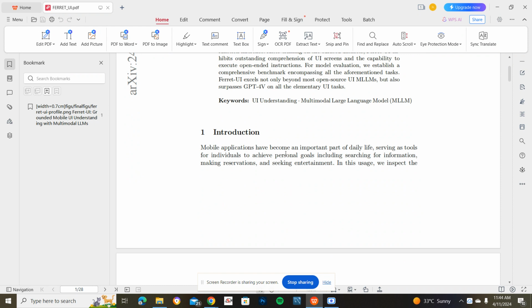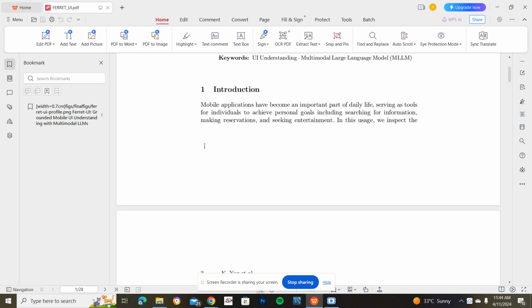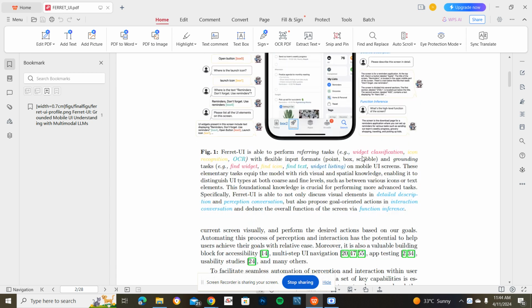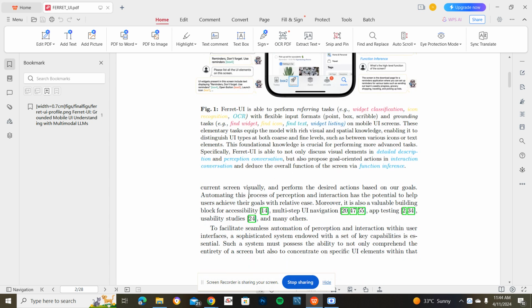Mobile applications have become an important part of daily life, serving as tools for individuals to achieve personal goals, including searching for information, making reservations, and seeking entertainment. This is a very relatable line, because we all do these things daily. I think without a mobile phone, it is impossible right now. In this stage, we inspect the current screen visually and perform the desired actions based on our goals.